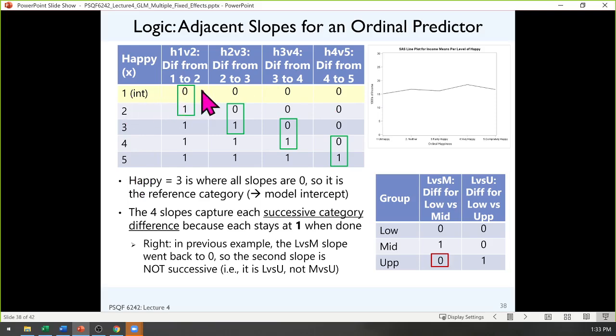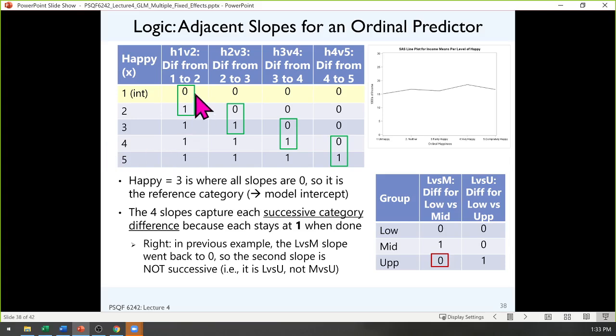So all of my new predictor variables, all 4 of them that I'm creating, are going to be zeroed out when happy equals 1. The object of this coding scheme is to have one variable that's the difference going from happy 1 to 2, another variable that's 2 to 3, a third variable that's 3 to 4, and a fourth variable that's 4 to 5. So these adjacent differences between levels of this predictor variable, that's what I'm setting up here.